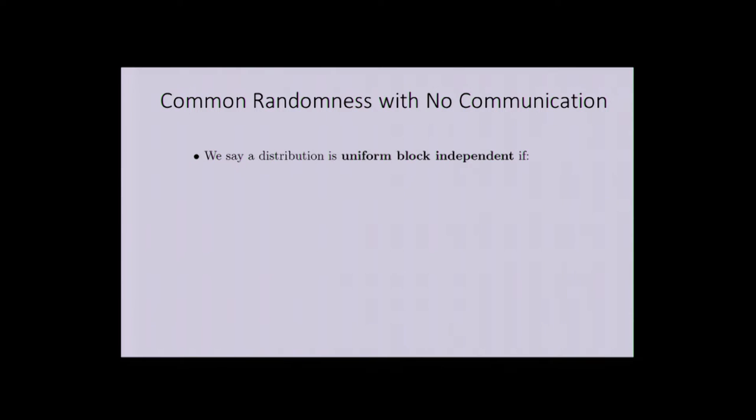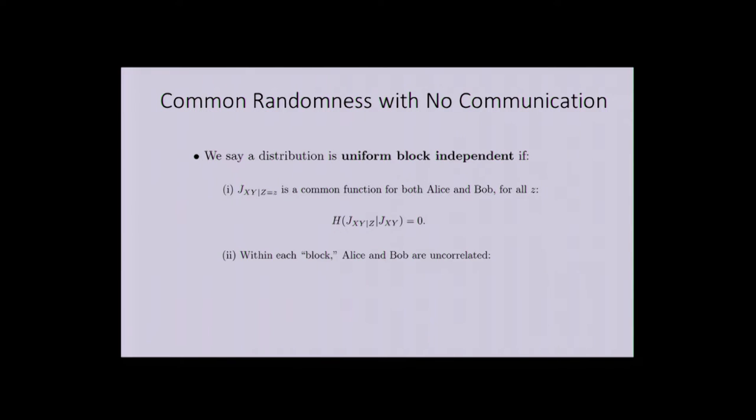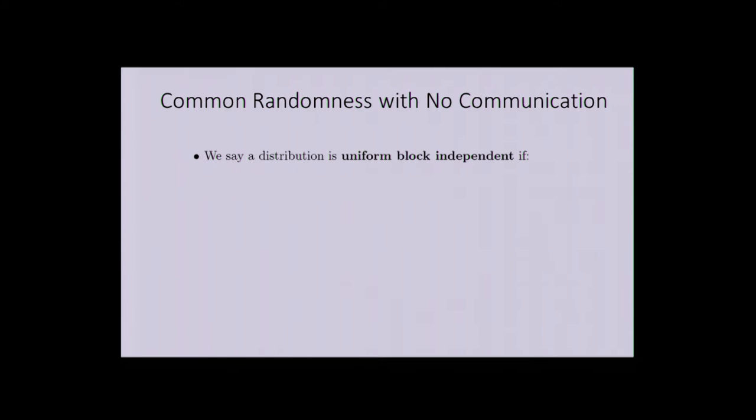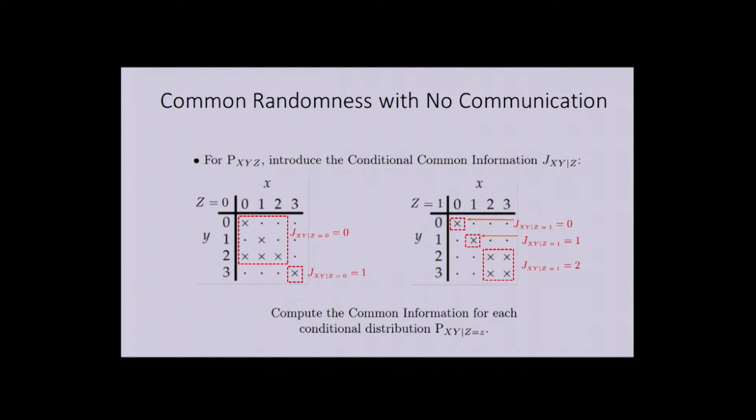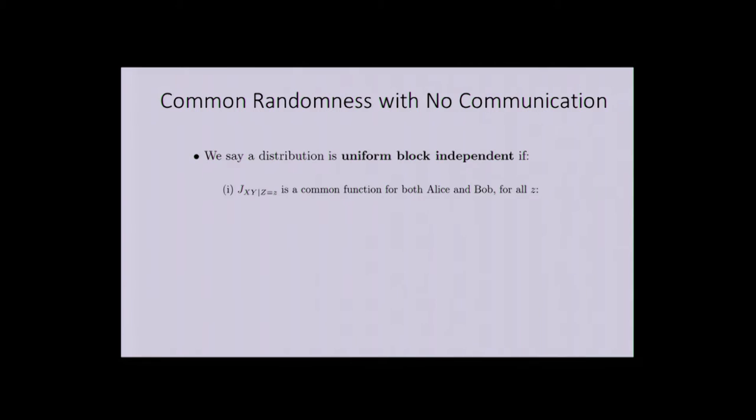So we wanted to try to capture this, and that's what this class of distributions that we call uniform block independent does. So we say that a distribution is uniform block independent if Alice and Bob can compute J(X;Y|Z) for all values of Z. More formally, we can write it as this: this variable is a function of the common information. And also, there's another condition, which is that within each block, Alice and Bob are uncorrelated. So what do I mean by block? I mean, if we look in here, and we just look at the distribution here, we want that to be uncorrelated. We don't want Alice and Bob to share any correlations except the block number. And in terms of a decomposition, it means that we can take our distribution, P(XY|Z), and conditioned on Z and J, X and Y become independent.